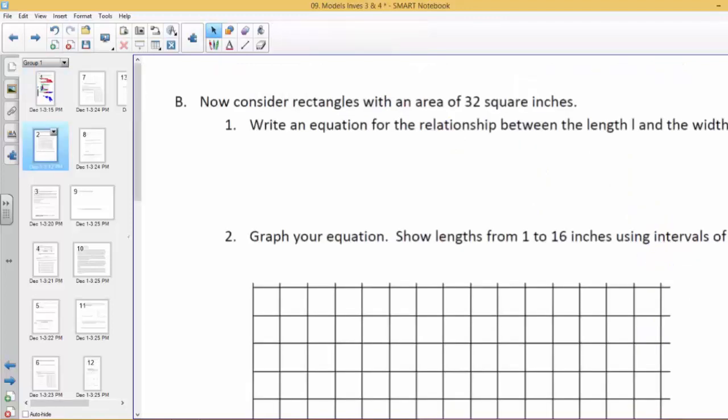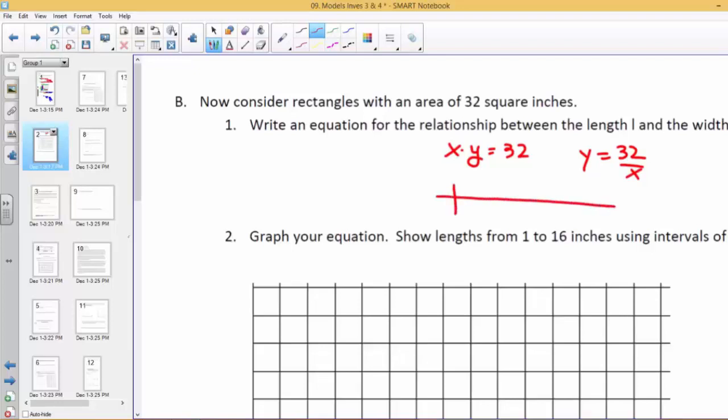All right. Now it says if you have an area of 32, so x times y would give you 32. So you would have 32 divided by the number to get your answer. So again, 0 is an error. 1 would give 32 because 1 times 32 is 32. 2 would give 16. 2 times 16 is 32. 3 is a decimal. 4 would give 8. 4 times 8 is 32. 5 is a decimal. 6 is a decimal. 7 is a decimal. 8 would give 4.